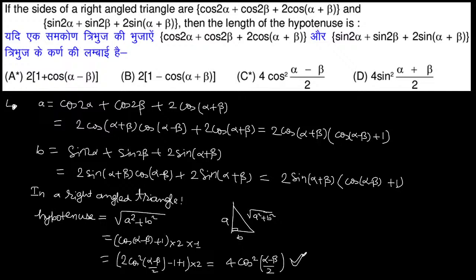Straightforward. We know that cos alpha minus beta is cos square alpha minus beta by 2 minus sin square alpha minus beta by 2.